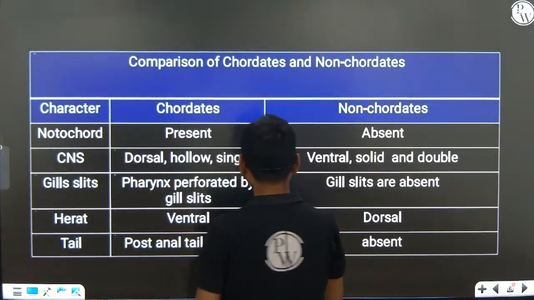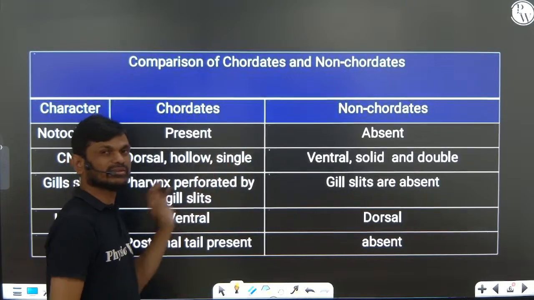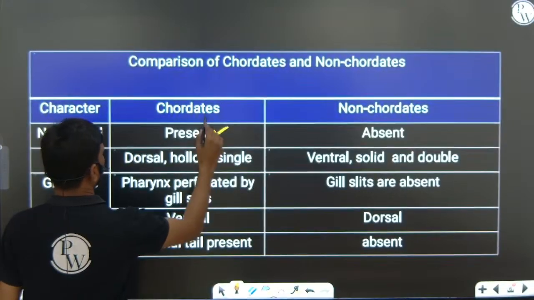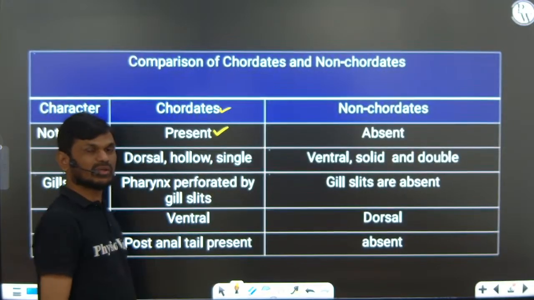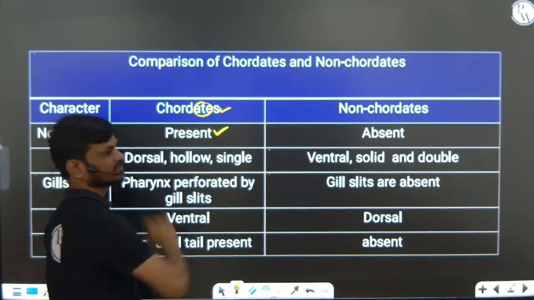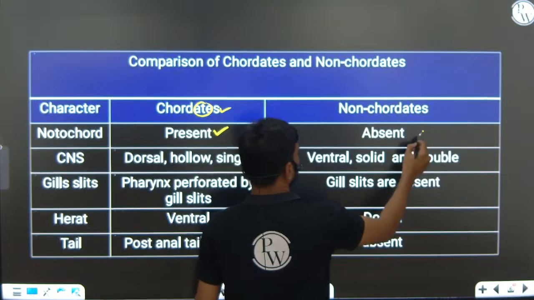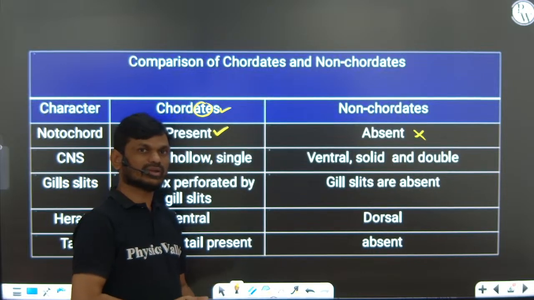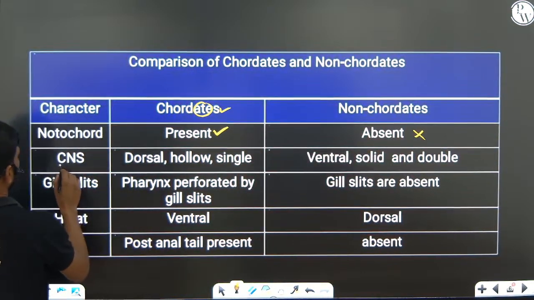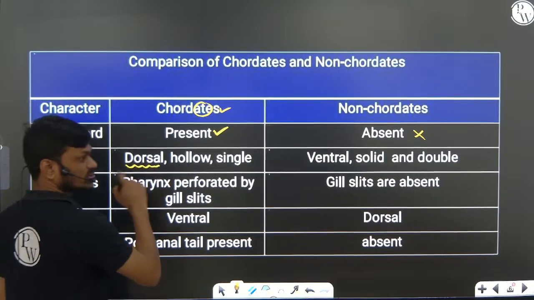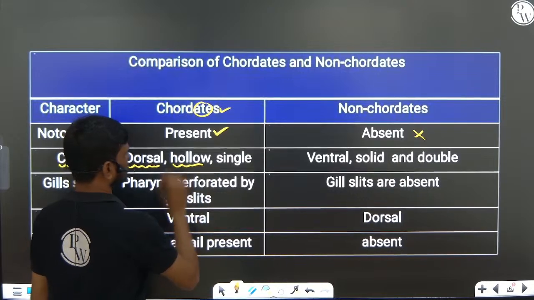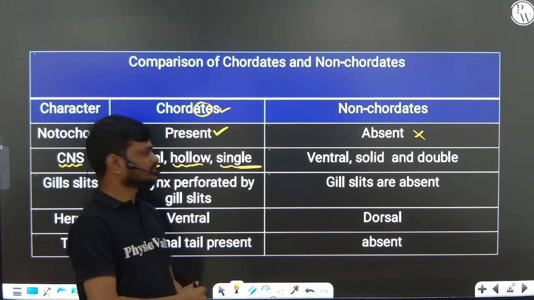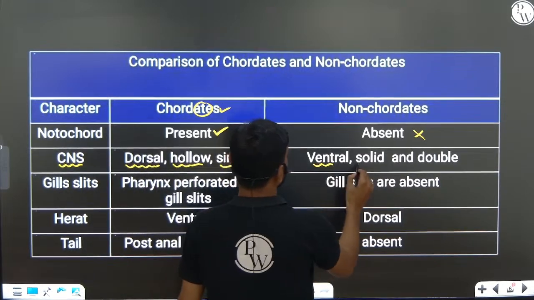Now this is very important: the differences between chordates and non-chordates. The notochord is present in chordates. That's why we call them Chordata; chorda means notochord, ata means having. In non-chordates, the notochord is absent. That's why we also call them invertebrates. Non-chordates are also known as invertebrates. The central nervous system is in dorsal position, and is hollow and single in chordates. But in non-chordates it is ventral, solid and double.